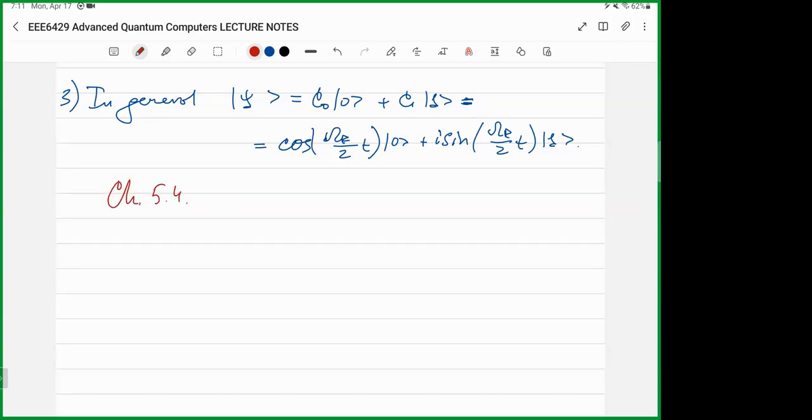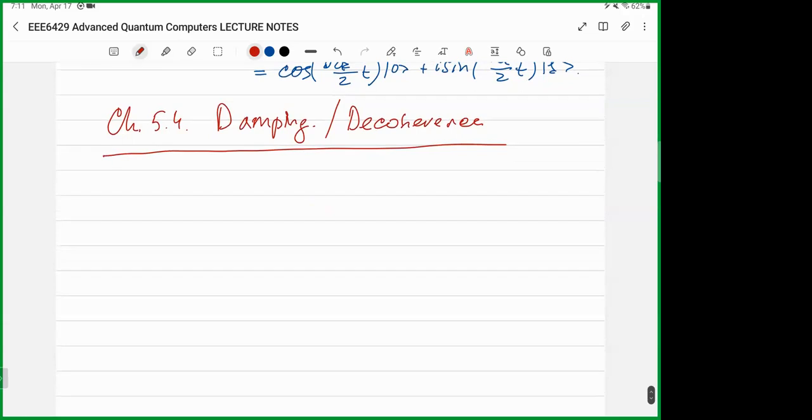All right, and then the last part, I just want to mention this for completeness of the story. Chapter 5.4, let's call this damping and decoherence. Just to give you an idea what is damping and what is decoherence.